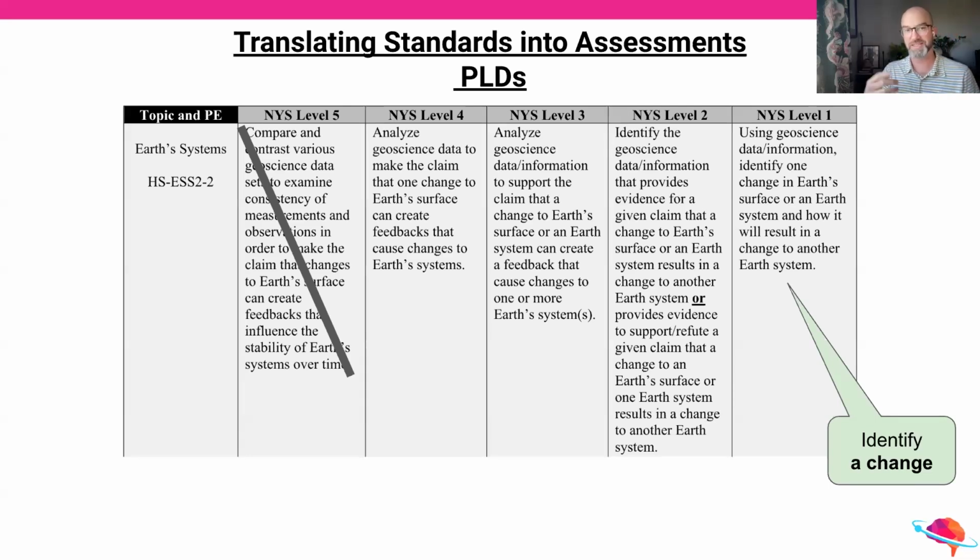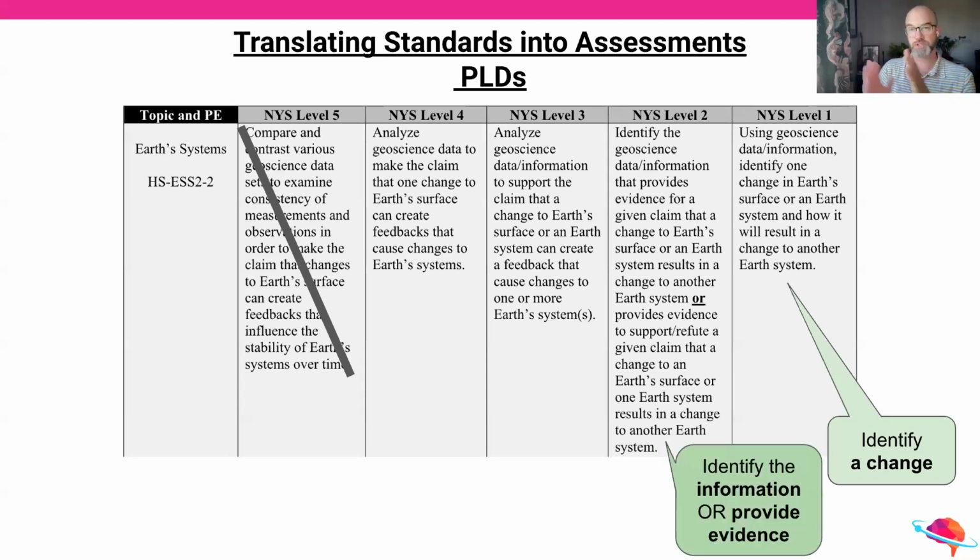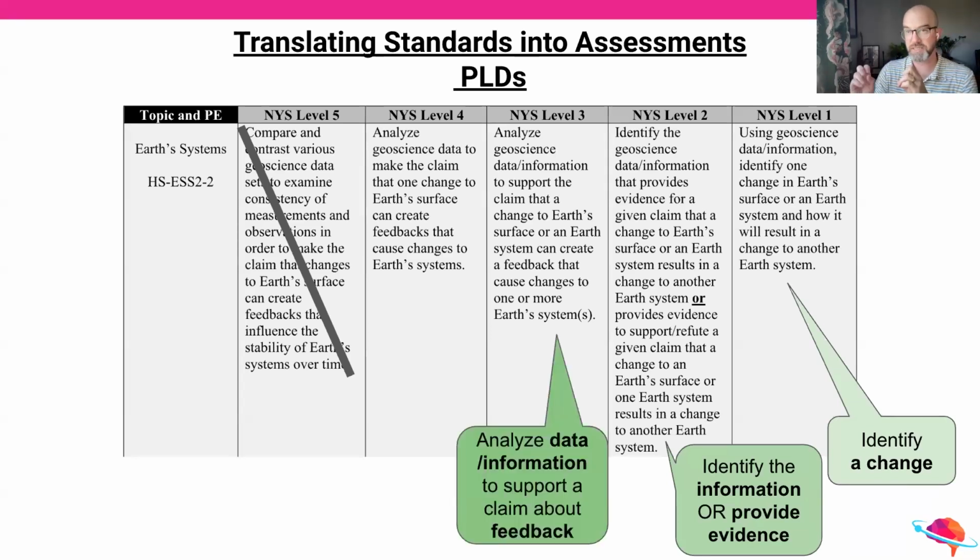So obviously, there are certain types of questions we can ask where students are just identifying a change. So that's level 1, which is emerging understanding. Now, level 2, which is progressing, is identify the information or provide evidence. So they can either identify the information or provide evidence that a change in one system will impact another system. Now, this is progressing towards this, and level 3 is the nearly proficient.